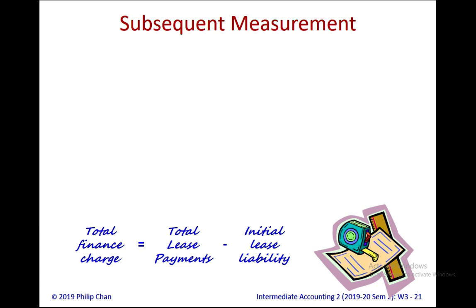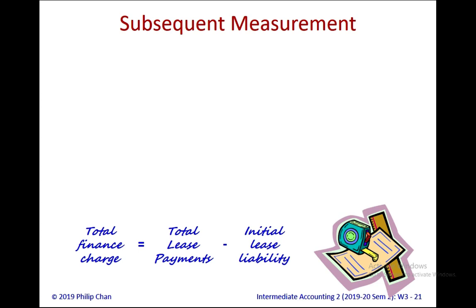Okay, in this part, we're going to look at what happens for the lessees after we have recognized the right of use asset and lease liability. During the lease term, how do we account for the change of the lease liability as well as the change of the right of use asset over the lease term? And shortly after that, we would have 2 examples to go through the concepts.